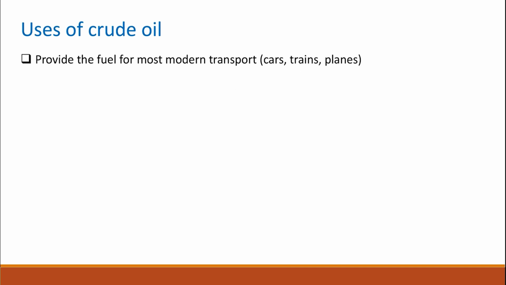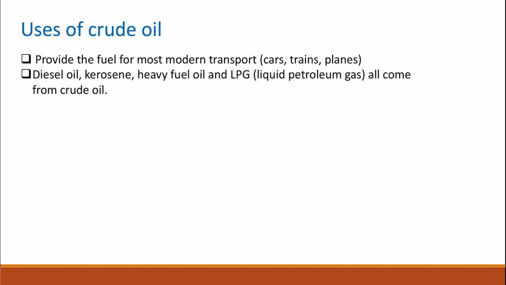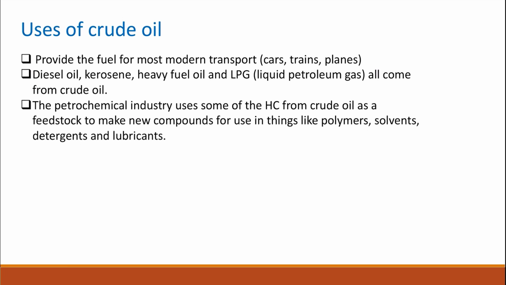Crude oil has many uses because it provides the fuel for most modern transport, and the diesel oil, kerosene, and heavy fuel oil all come from crude oil. In addition, the petrochemical industry uses the different hydrocarbons that come from the fractional distillation, and they can also be used in making different polymers, solvents, detergents, and lubricants.